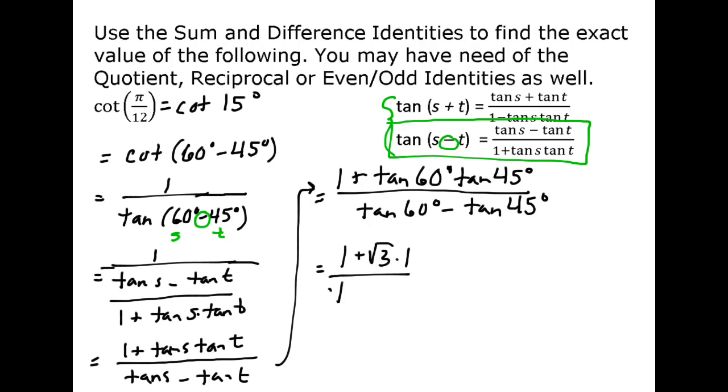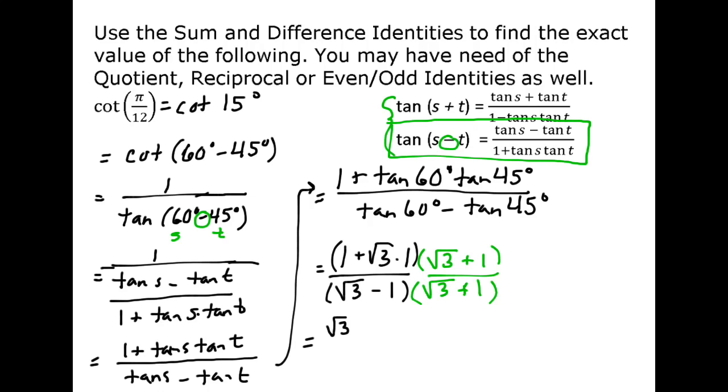And then in the denominator we're subtracting. So square root of 3 minus 1. We should rationalize our denominator, so we'll multiply it by the conjugate, square root of 3 plus 1 over square root of 3 plus 1. So we'll go ahead and multiply that out using FOIL. We get first term square root of 3, outer terms 1, inner terms 3, and last square root of 3.